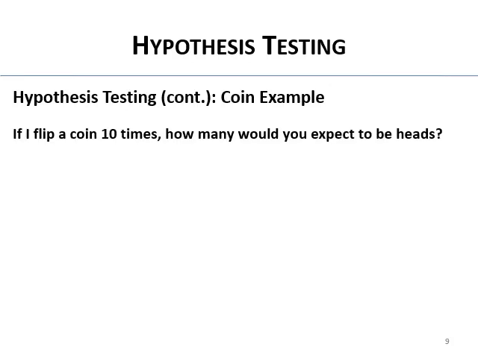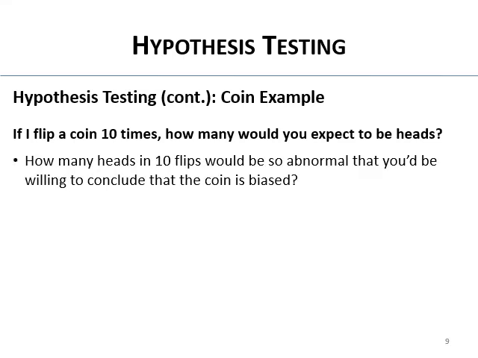So, a coin. Again, I do this normally in a classroom, but if I had a coin and I flip a coin 10 times, how many times would you expect that coin to come up heads? Well, most people say 5. How many heads in 10 flips would be so weird that you would be willing to conclude that my coin is messed up, that it's biased, right?